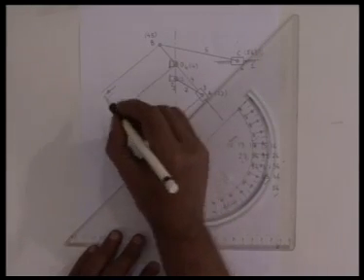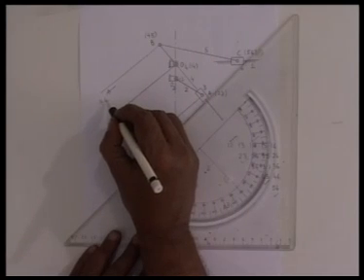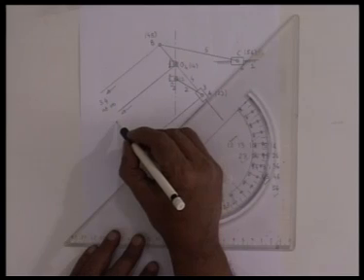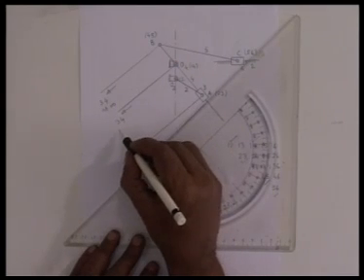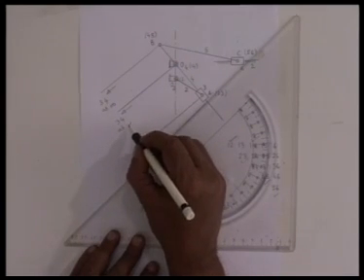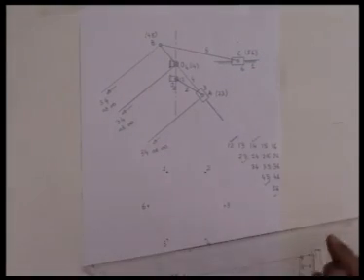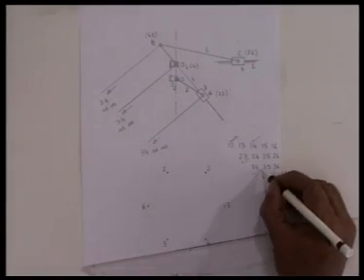So 3, 4 at infinity, 3, 4 at infinity on all these parallel lines. So we have located the relative IC 3, 4.